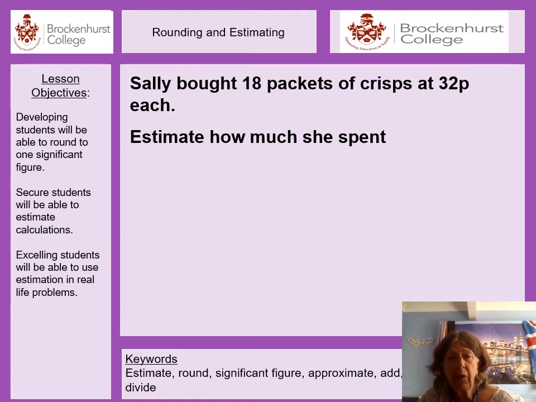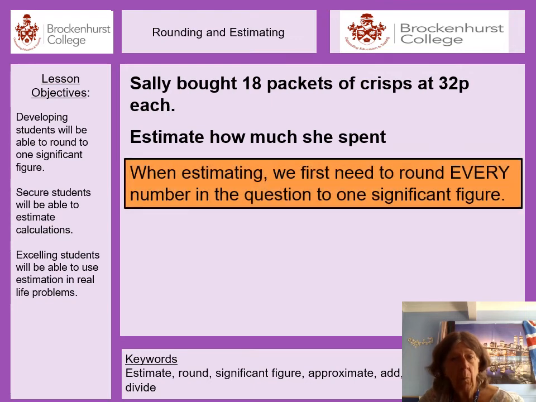Sally bought 18 packets of crisps at 32p each. Estimate how much she spent. When estimating again, we first need to round every number in the question to one significant figure. We round 18 to one significant figure. 18 is between 10 and 20. So if we think about our imaginary line, we'd put the line after the 1 and look at the 8, which will round the 1 up because it's bigger than 5, and so we get 20. The 1 rounds up to 2, but we must have the 0 to keep our place value.